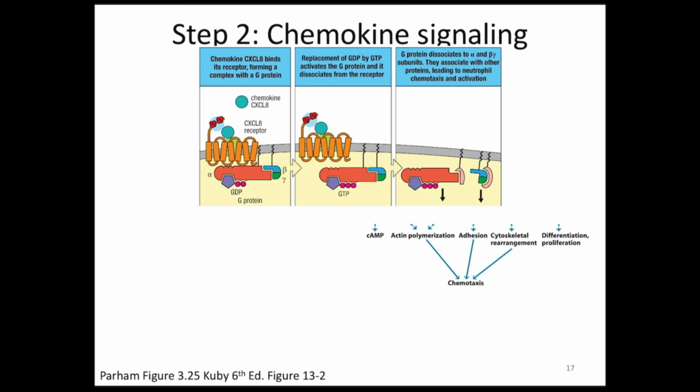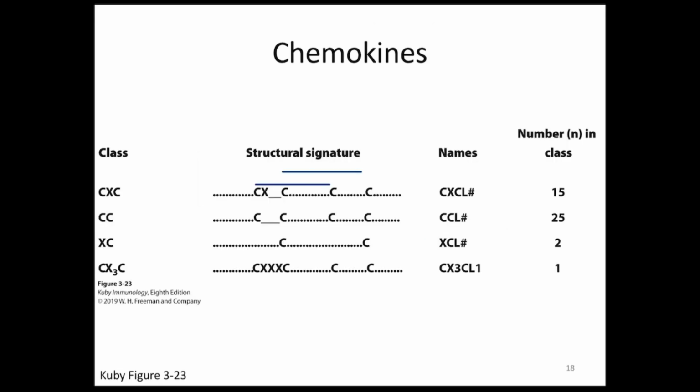Immunologists have a specific kind of naming convention for chemokines and chemokine receptors. It is based on the structure of the protein of the chemokine. Chemokines all have some cysteine residues in them, and those cysteine residues can have different numbers of gaps in between them.